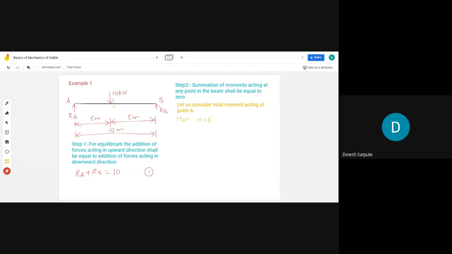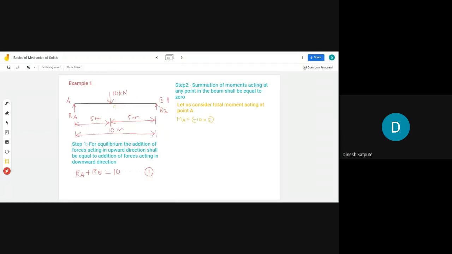And this force of 10 kilonewton, is it positive or negative? How to take it? It is going in the downward direction, so we are going to take it as negative. No concept of clockwise and anti-clockwise we are going to use. This is the simplest method with the help of which you can solve any kind of numerical without confusion. So this will be your moment due to the force acting at point C, that is 10 kilonewton.